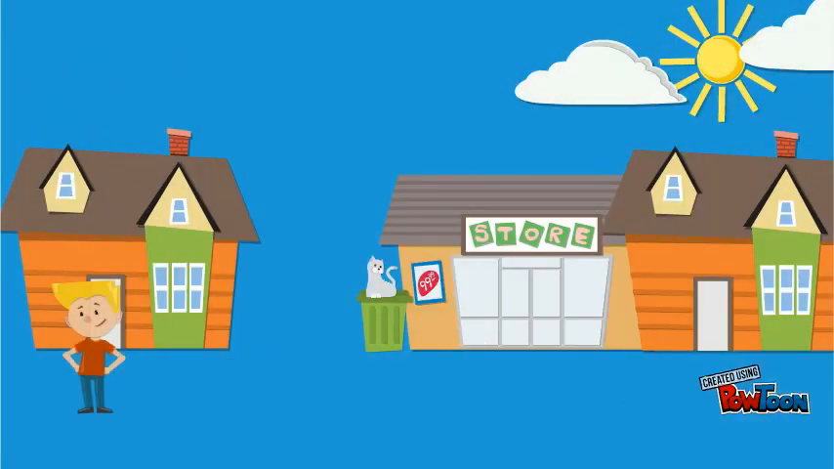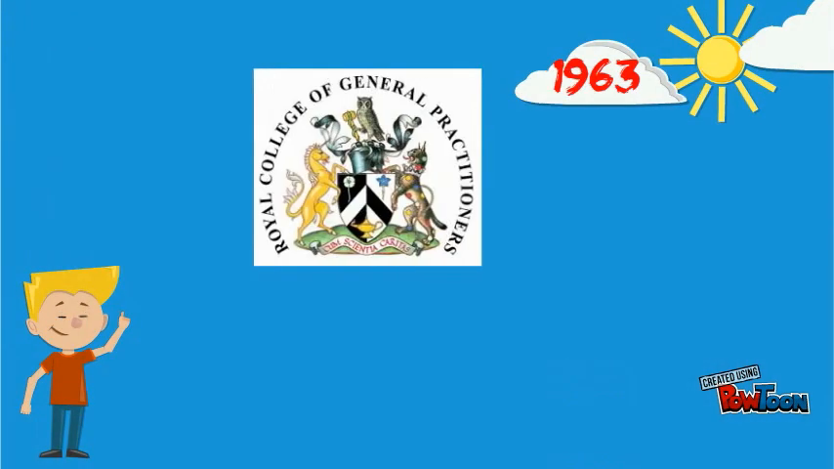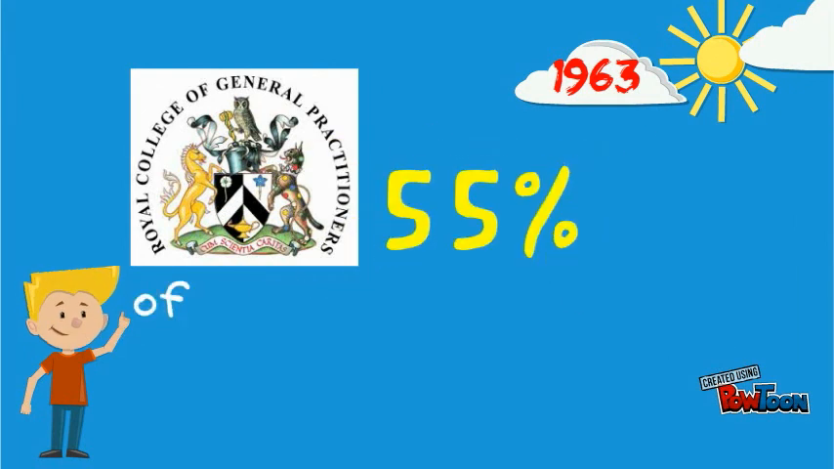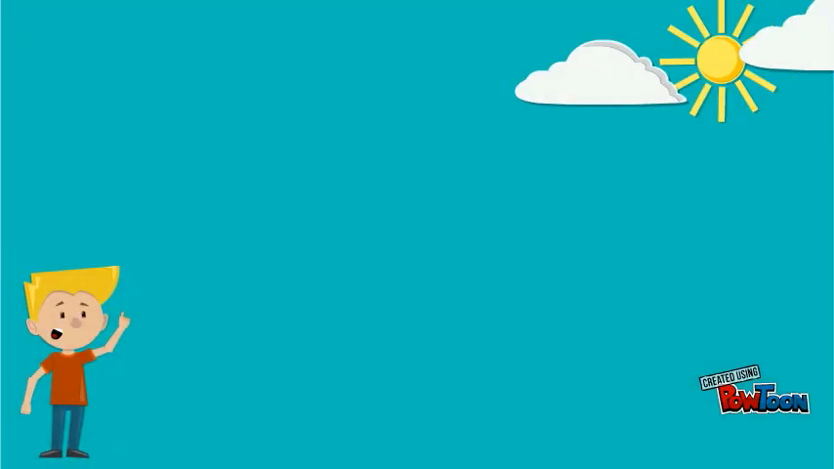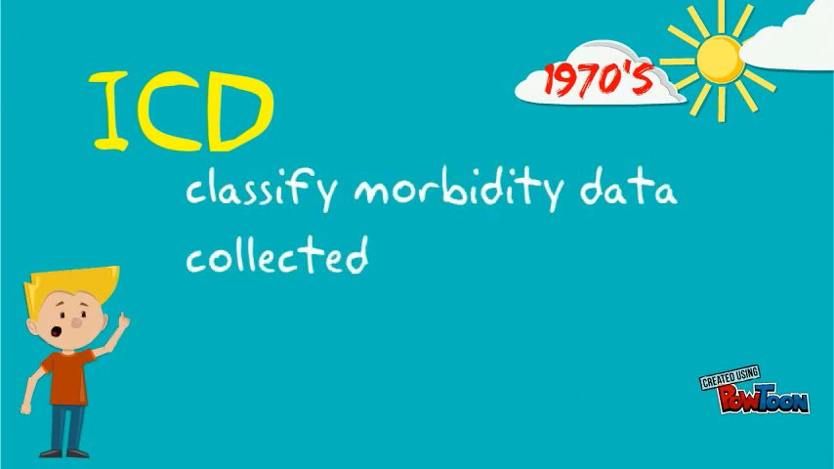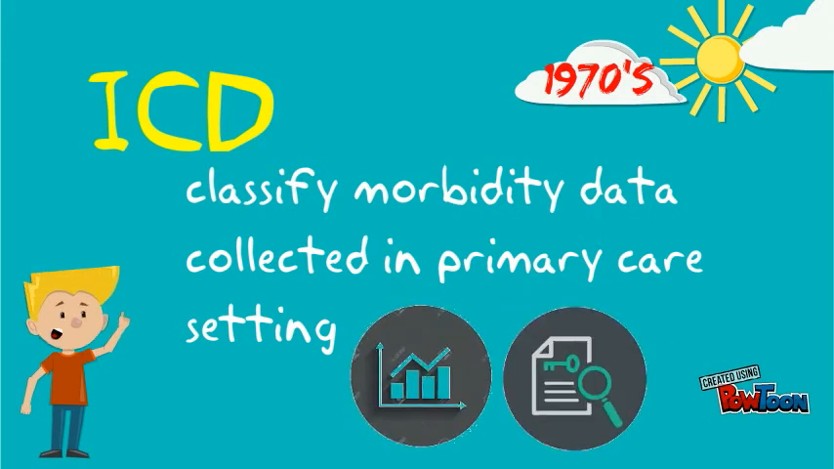So how did ICPC begin? Let's go back in time and study ICPC's history and how it all started. In 1963, the Royal College of General Practitioners estimated that only 55% of diseases in general practice could be diagnosed accurately. In the 1970s, ICD was still the classification being used to classify most morbidity data collected in primary care setting for research and statistical purposes.